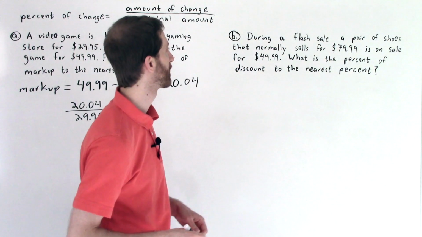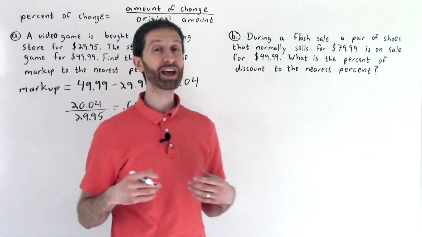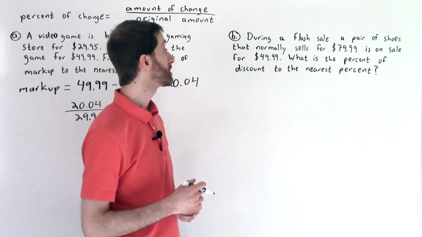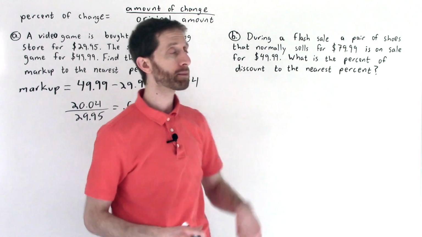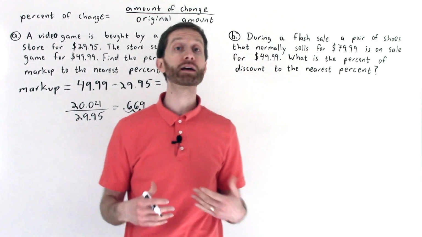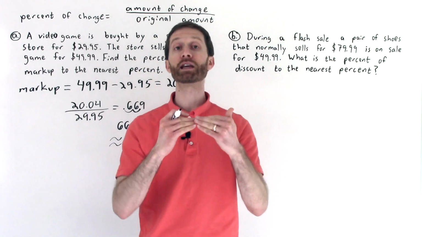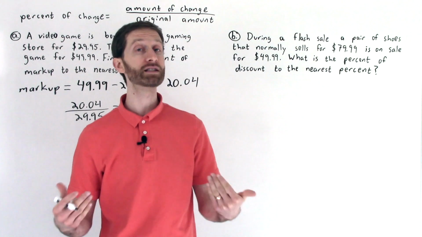All right, let's jump over to this problem. During the flash sale, a pair of shoes that normally sells for $79.99 is on sale for $49.99. What is the percent of discount to the nearest percent? So the only difference between this problem and the one we just did is that now we're being asked for the percent of discount. Discount is money that is taken off of an original price, so this is the same thing as a percent decrease.